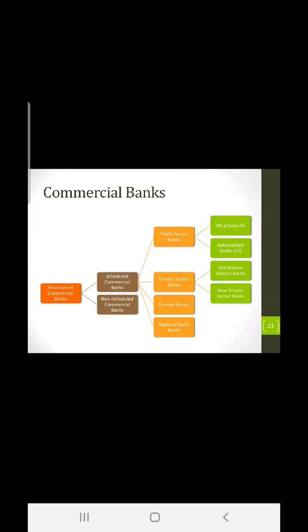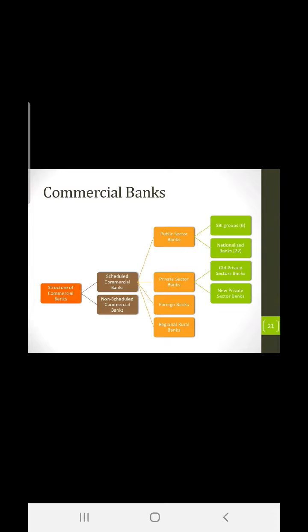Scheduled banks are further divided into public sector bank, private sector bank, foreign bank and regional rural bank. These are the types of commercial bank only.